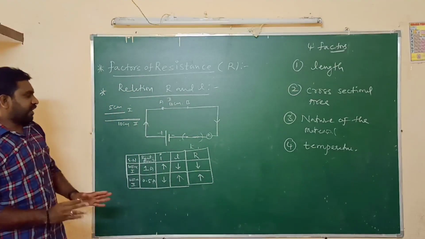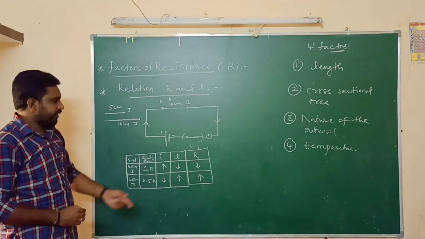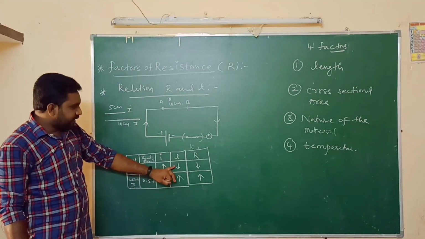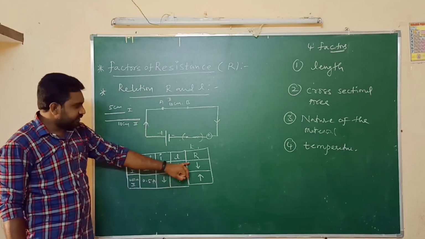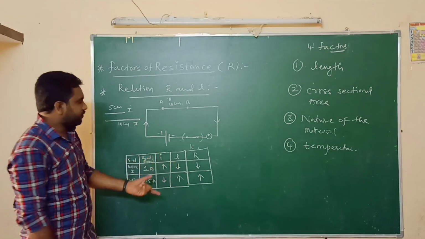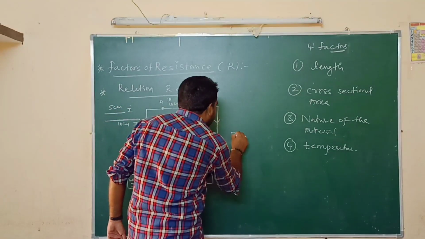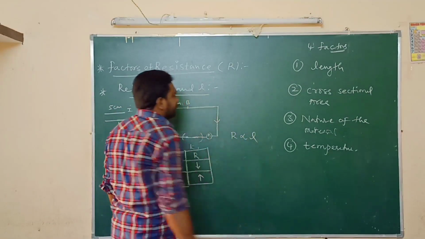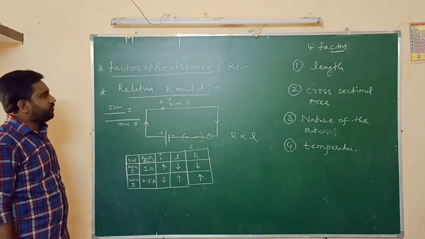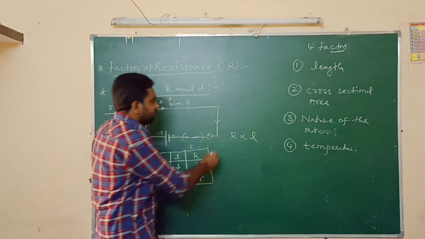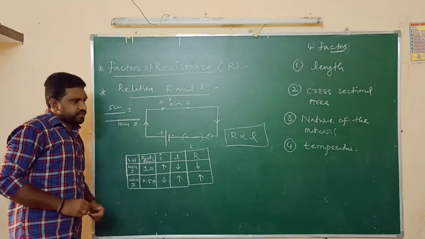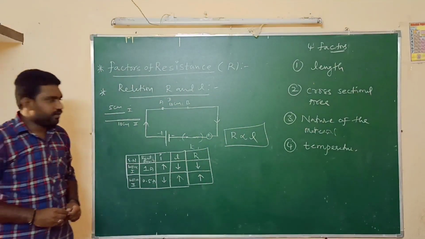Now just try to observe the last two columns. They give a relation between length and resistance. When the length is decreased, resistance will be less. When the length is increased, resistance is more. So from that what we can observe is that resistance is directly proportional to the length of the conductor. So that is the relation between resistance and length. This is the conclusion of this lab activity: resistance is always directly proportional to the length of the conductor.